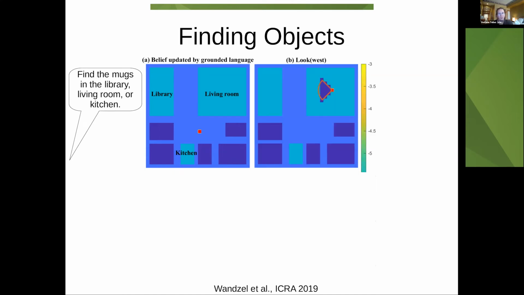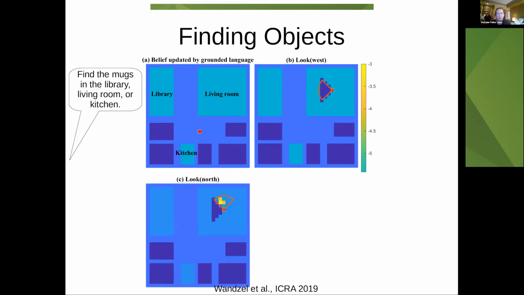For example, if you say find the mugs in the library, living room, or kitchen, here we're showing the belief state of the robot, where darker blue is less likely and lighter blue is more likely. When you give the language, it makes those rooms more likely. Then the robot starts driving around and using its sensor. It does a belief update based on not seeing the object, and then turns around and does detect the object. So everything else gets much less likely, while the detected location of the object is really likely.